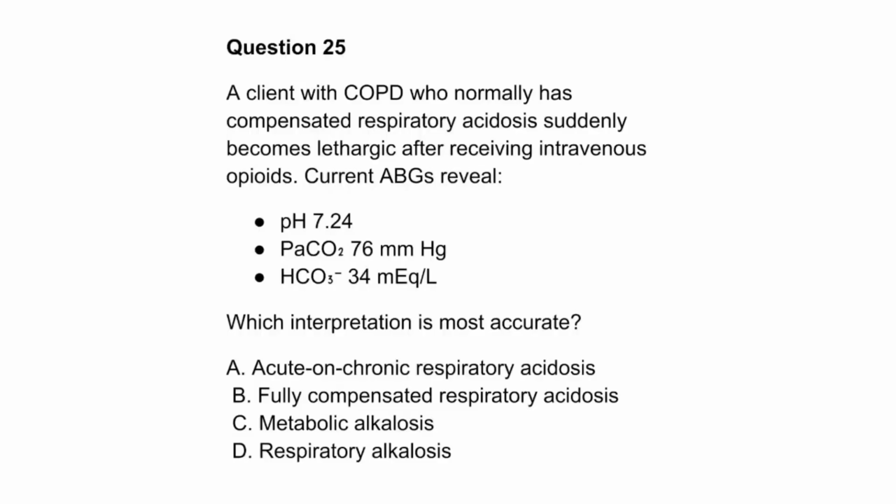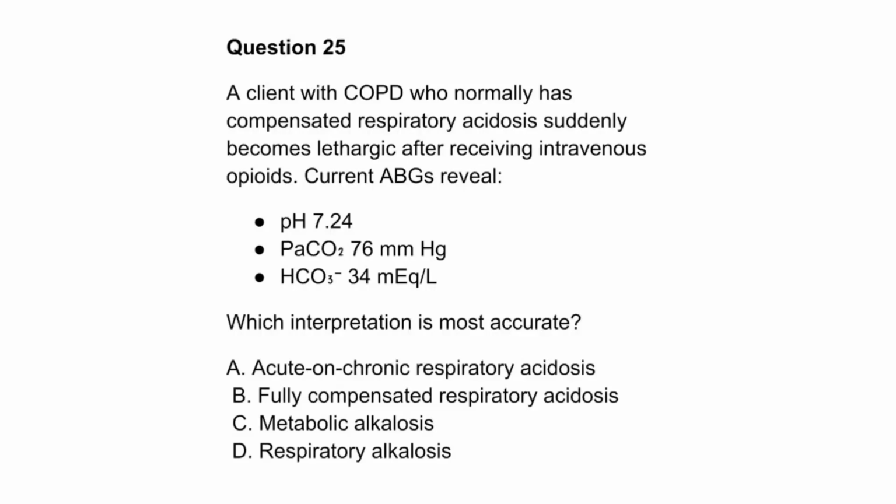Question 25. A client with COPD who normally has compensated respiratory acidosis suddenly becomes lethargic after receiving intravenous opioids. Current ABGs reveal pH 7.24, PaCO2 76 mm of mercury, HCO3 34 milliequivalent/L. Which interpretation is most accurate?